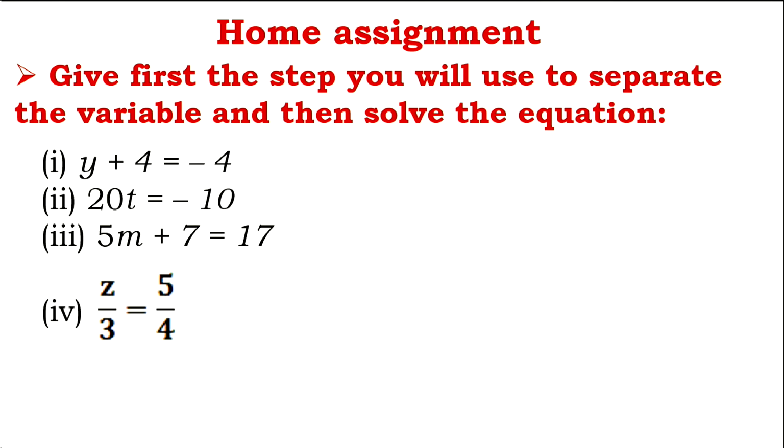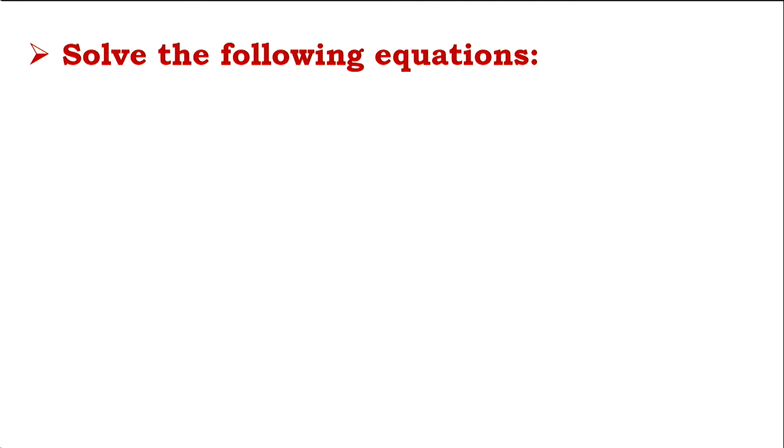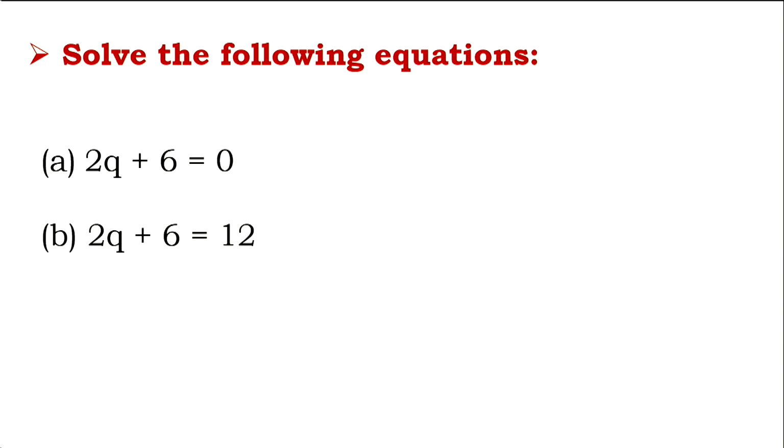Fourth one, z divided by 3 is equal to 5 by 4. Give the step you will use to separate the variable and then solve these equations, and check with your teachers. Solve the following equations. 2q plus 6 is equal to 0 and 2q plus 6 is equal to 12. Solve these two questions also and check with your teachers.